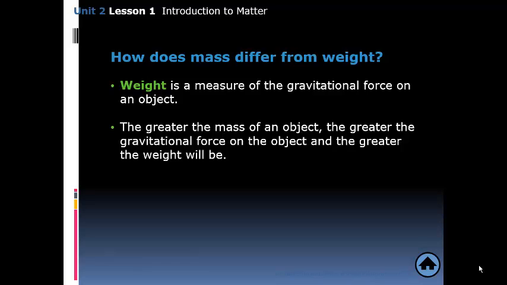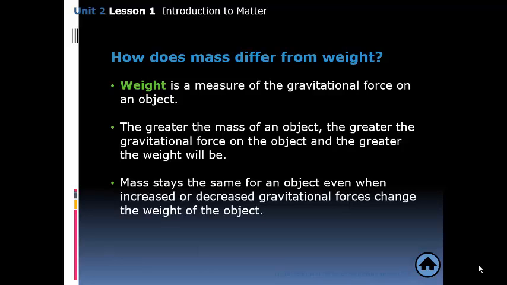When you step on a scale and measure your weight in pounds, you're measuring how much gravity is pulling down on the amount of matter in your body. The greater the mass, the more gravitational force. So that makes sense. The more mass you have, the more you weigh on a scale. That means the more gravity is pulling down on you. The more gravity is pulling down on you, the greater your weight is going to be.